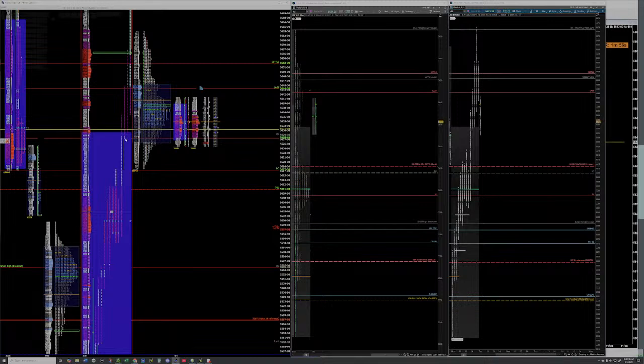The thing of Windows Trader is so easy, man. It's so easy to use, right? So user friendly.